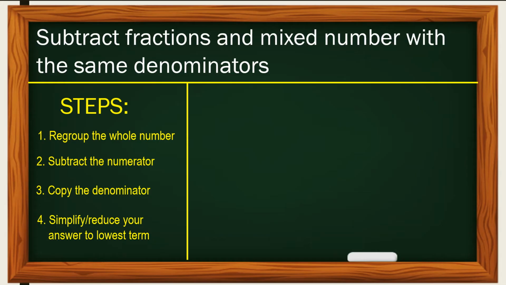So our next example is 7 3/5 minus 4/5. Okay, so 3/5 minus 4/5 cannot be done. Hindi siya pwedeng bawasan ng 4/5 yung 3/5. So anong gagawin natin? I-regroup natin yung 7.